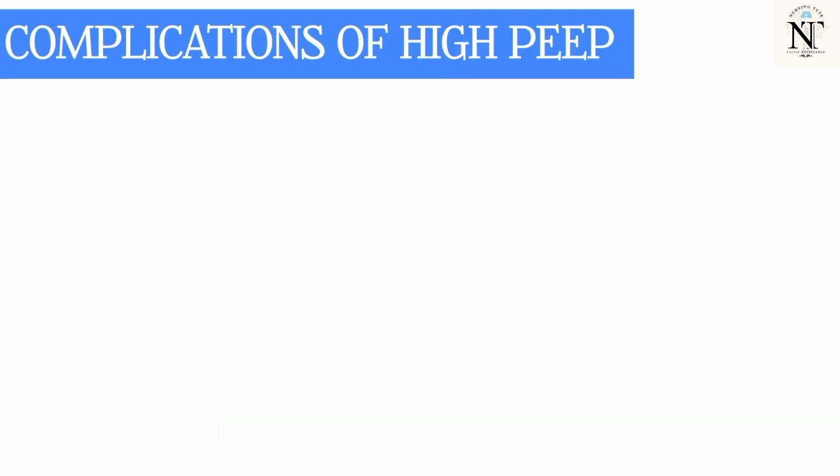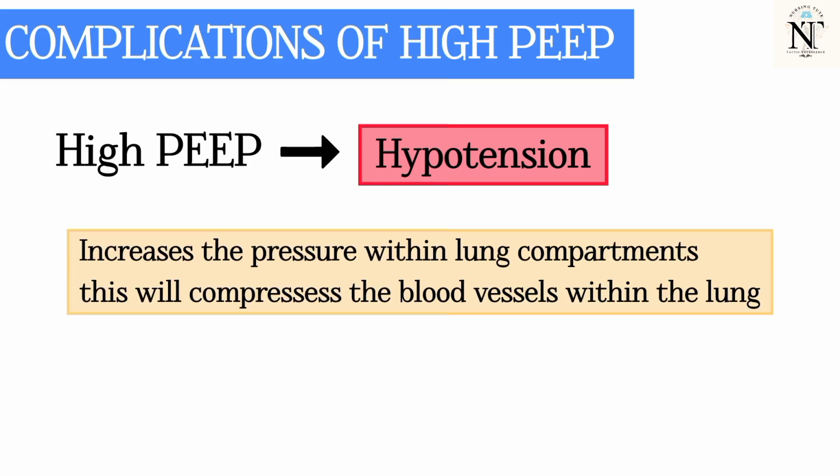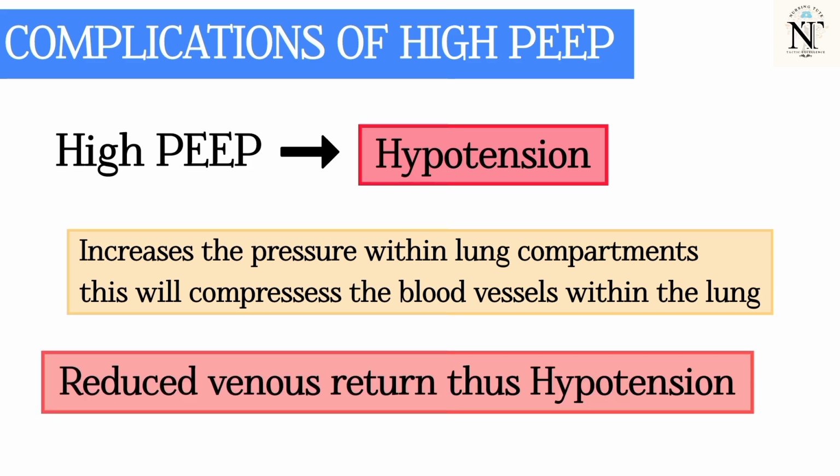Okay. Complications that are related to high PEEP. This high PEEP will result in hypotension. How does this cause hypotension? Because this increased PEEP will increase the pressures within the thoracic compartment. This increased pressure will compress the blood vessels within the lung tissues. This will eventually result in reduced venous return to the heart. This results in hypotension. Okay.